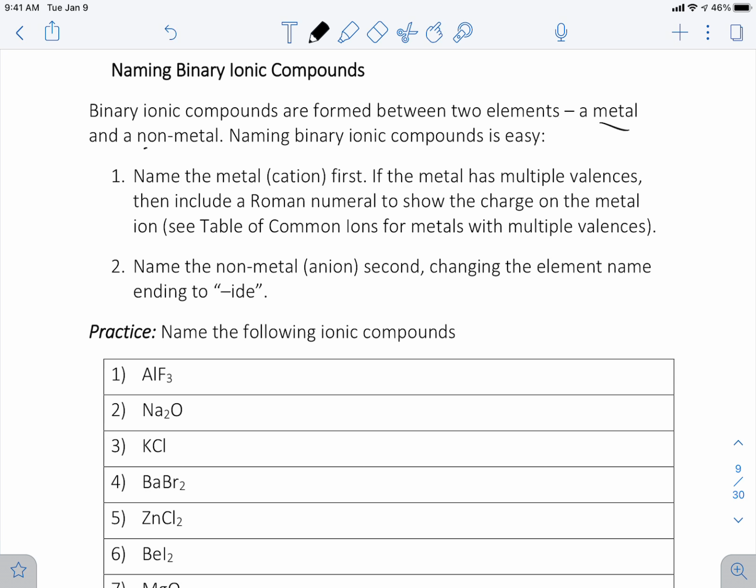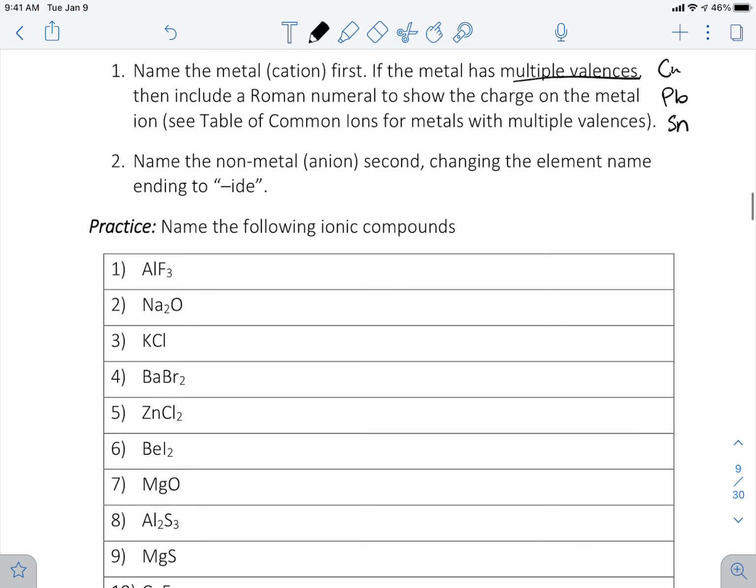Remember, these are metals and non-metals, and simply we need to name the metal. That name does not change. If the metal has multiple valences, then we have to include a Roman numeral to show the charge. You can see your table of common ions, which I believe will be posted on your classroom, to see which ions will have to use the multiple valence rule. But some good examples are copper and lead, and I believe it's tin. I think tin is the other one that we use a lot. And so we'll see a couple examples in a second as we go through.